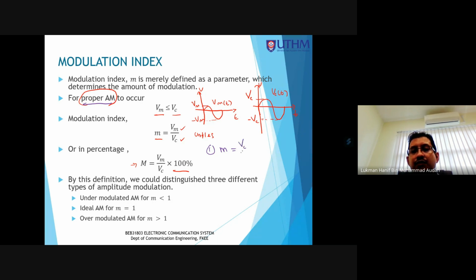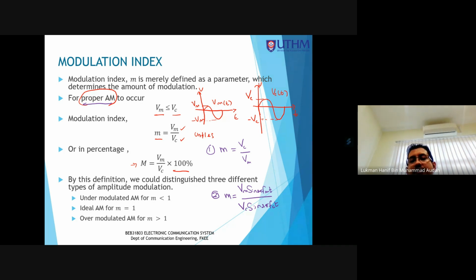VC over VM is the inverse, so it is wrong. Another thing is that students wrote like this: m equal to VM sine 2 pi FMT divided by VC sine 2 pi FCT, which is also wrong.